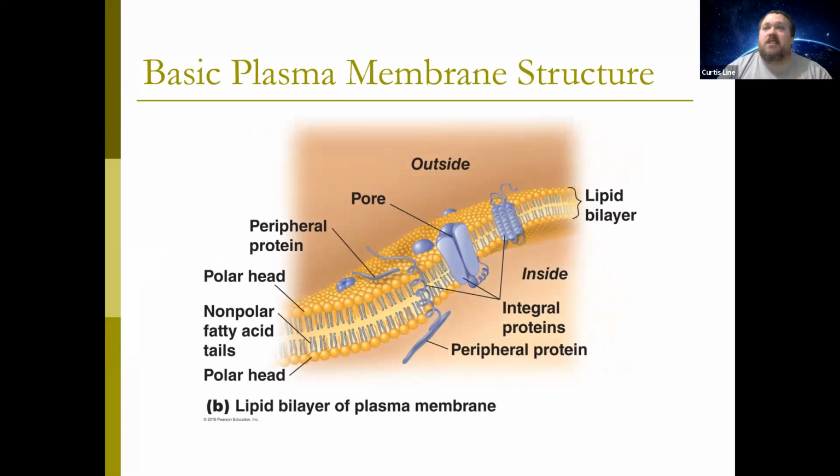So there you go. This picture should look very familiar to you, unless maybe it's been a couple years since you took A&P1, and you may have forgotten. But you've got your phospholipid bilayer, your hydrophilic head, your hydrophobic tails, your peripheral protein, your integral proteins. Everything's the same, right? So the plasma membrane of a prokaryotic cell and of a eukaryotic cell are just about exactly the same.